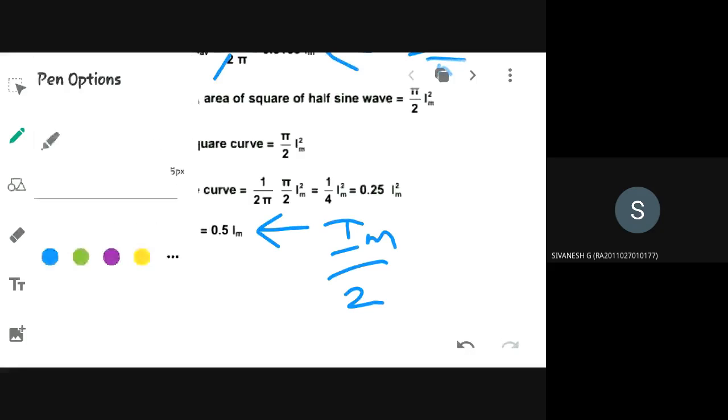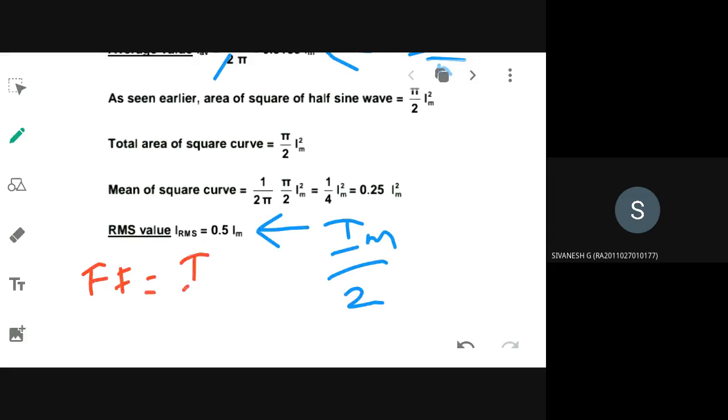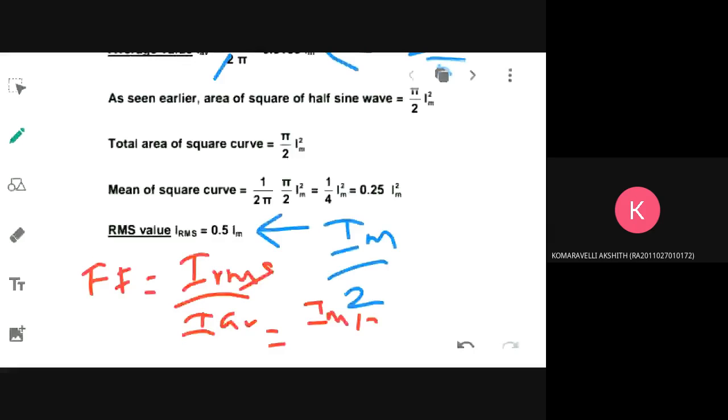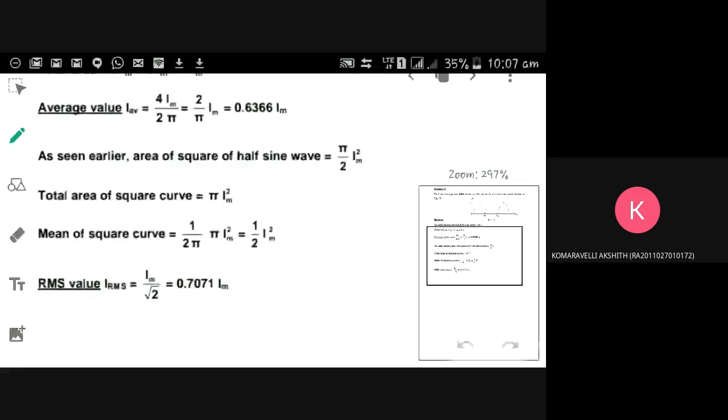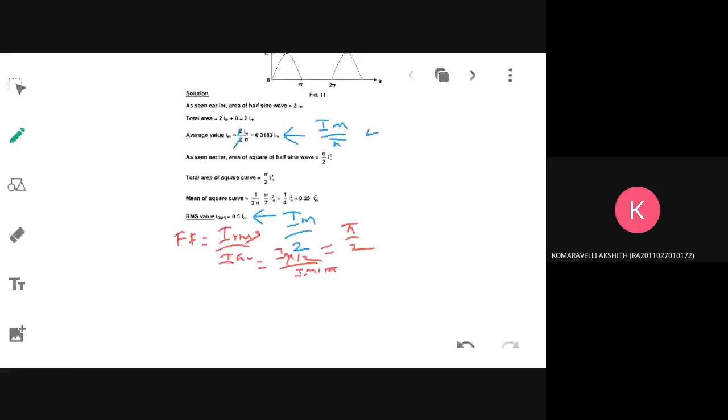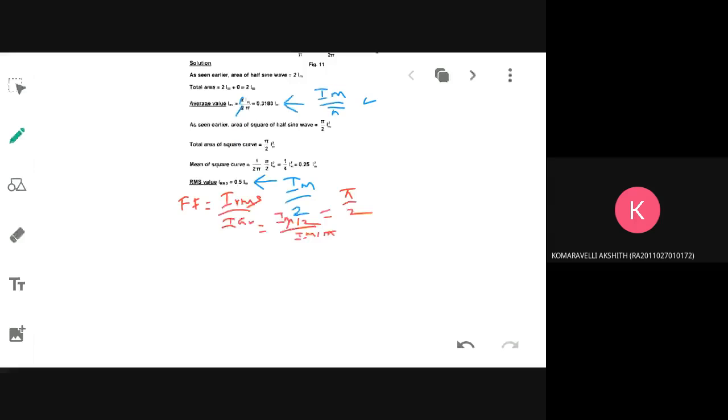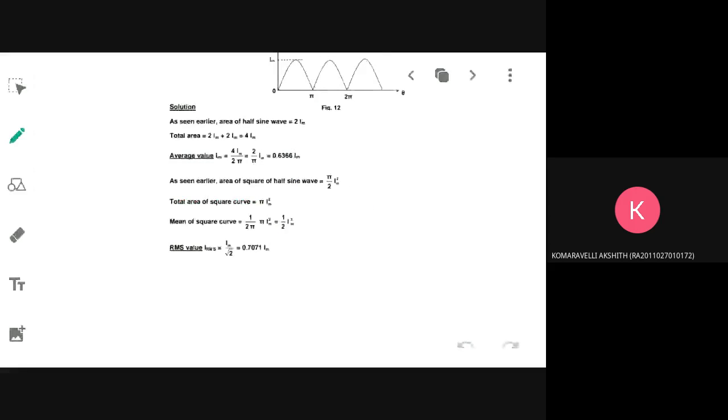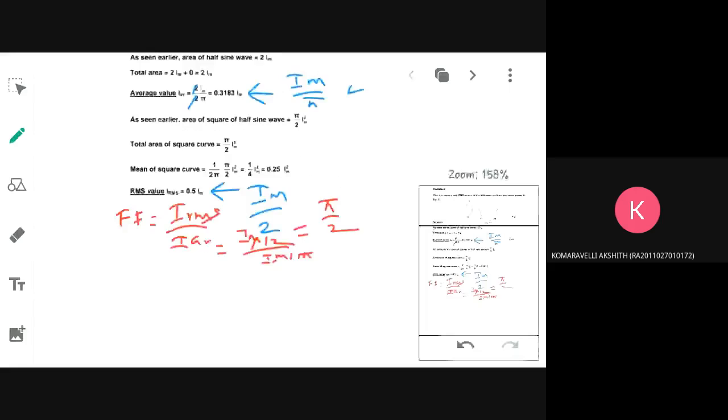Form factor is RMS divided by average. So the answer is IRMS, which is Im divided by 2, divided by average, which is Im divided by pi. So Im will get cancelled. So the answer will be pi by 2. So what is pi by 2? 1.57. Let me check. They have not calculated that, I think. Okay, all got pi by 2.